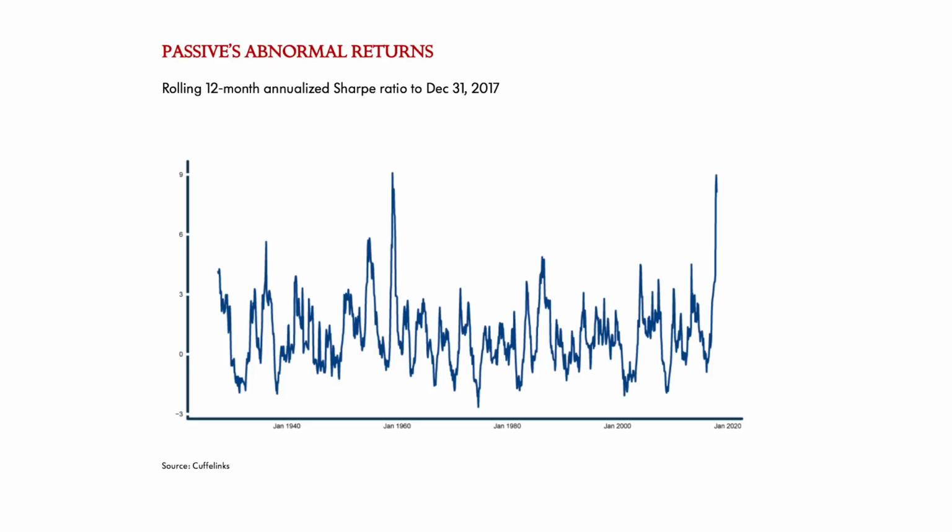You can kind of understand why so much money has flowed into ETFs, exchange-traded funds that track the index. But what this chart actually shows is that you have to go all the way back to 1958 to see a level that we've seen just recently. And we can also see that it tends to mean revert, meaning that we're likely to see higher volatility in the future and lower returns.